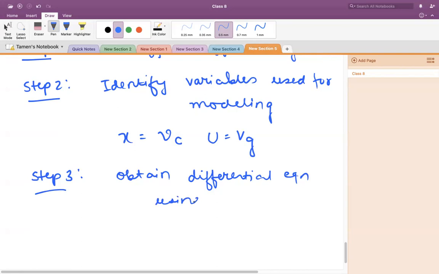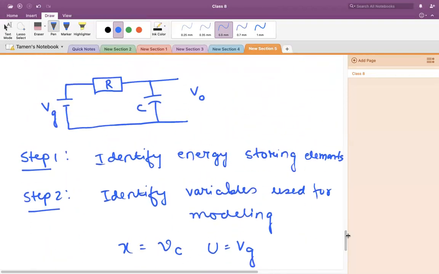Using KVL or KCL. So in the above circuit, what will we do? We will connect a load here, suppose. So here the I0 current will flow.